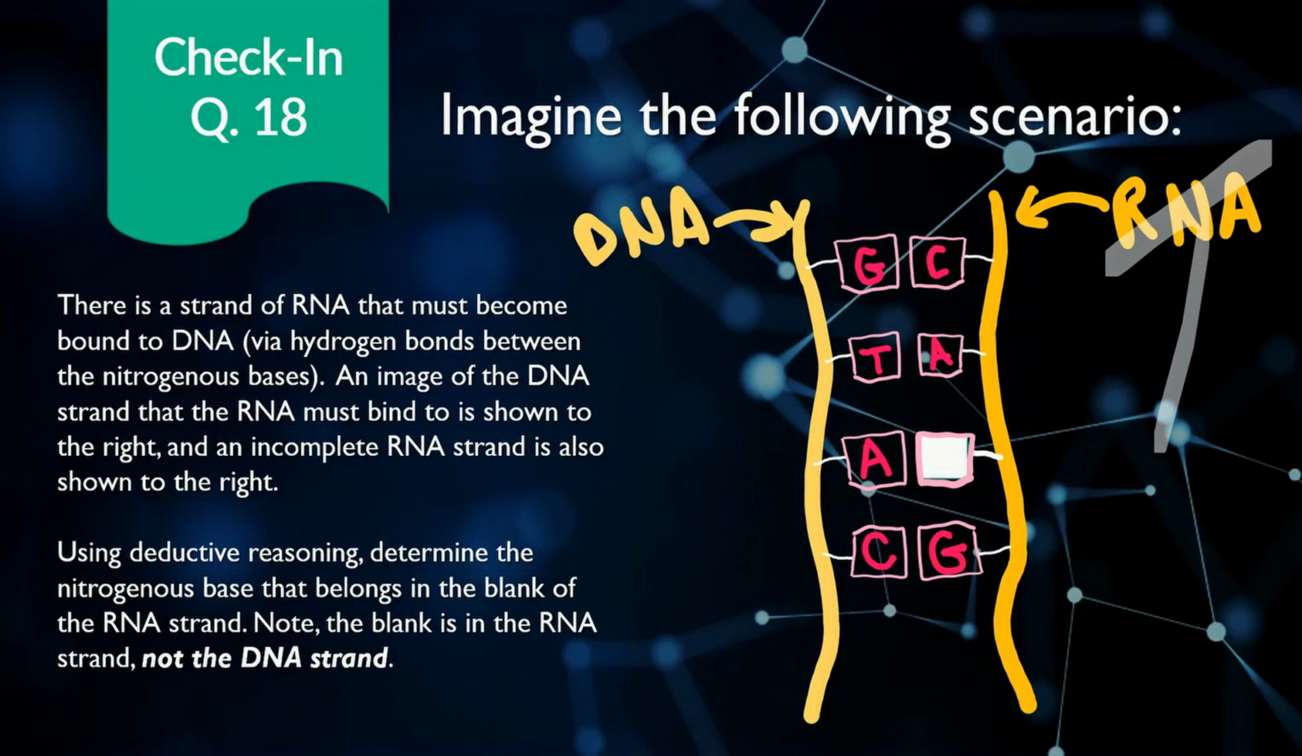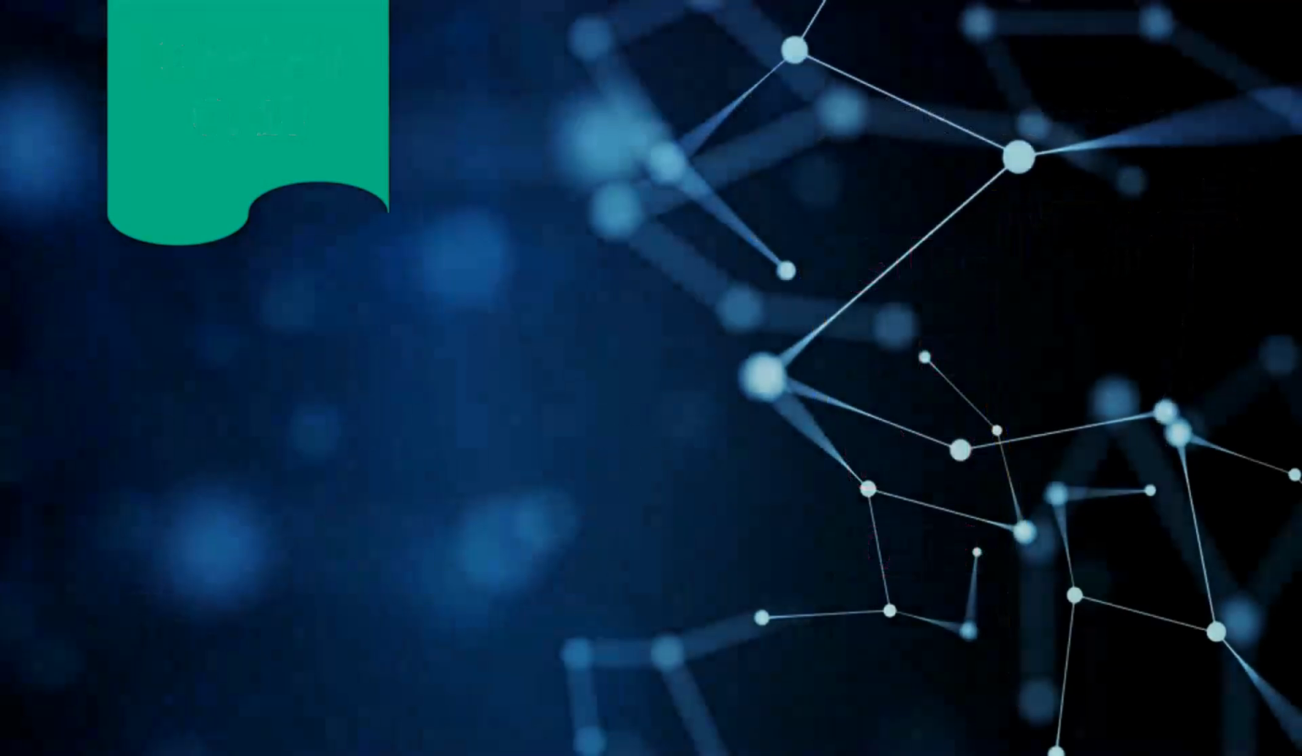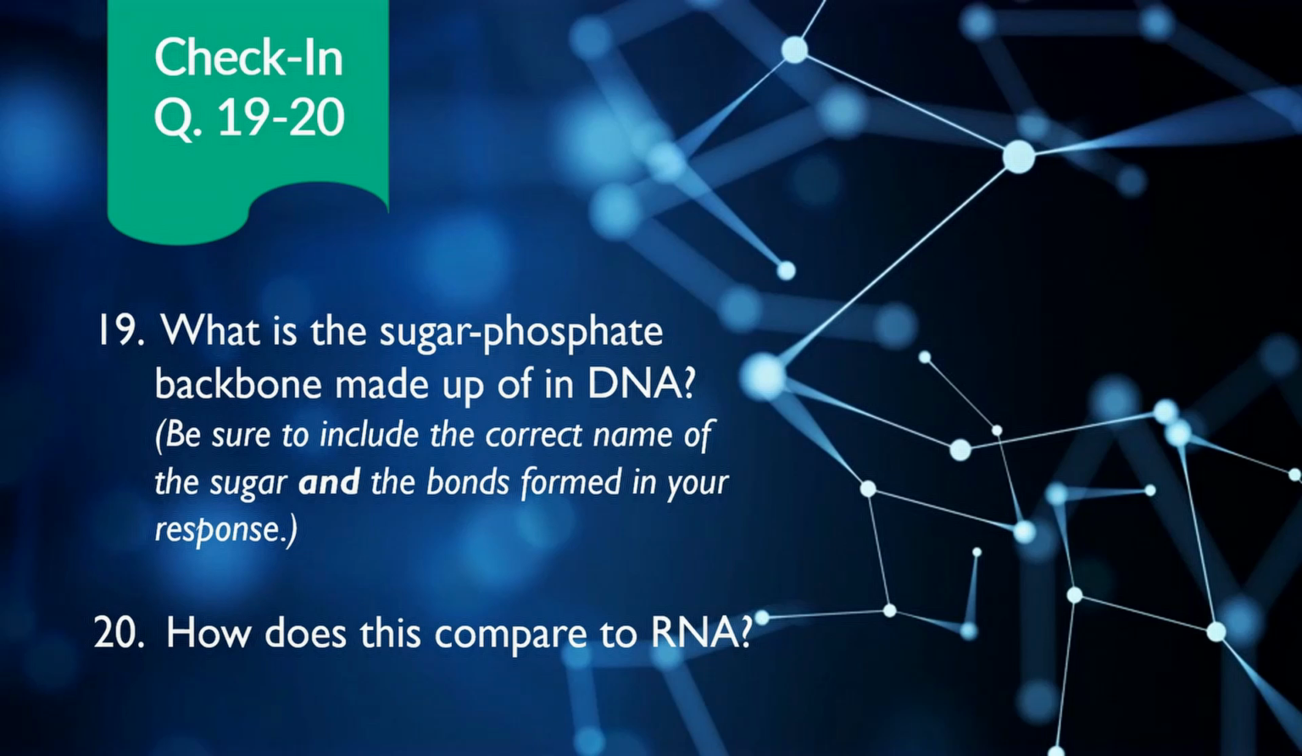Number 18. There is a strand of RNA that must become bound to DNA via hydrogen bonds between the nitrogenous bases. An image of the DNA strand that the RNA strand must bind to is shown to the right, and an incomplete RNA strand is also shown to the right. Using deductive reasoning, try to determine the nitrogenous base that belongs in the blank of the RNA strand. Note that the blank is in the RNA strand, not the DNA strand. Check-in number 19 and check-in number 20.